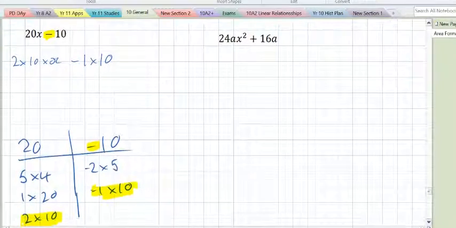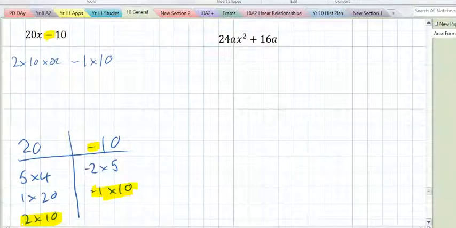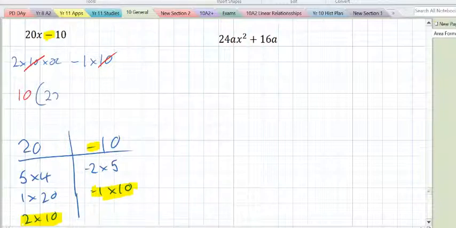Anyone remember the next step? What we do is we cross out what's common. So you cross out the 10, and we put that out the front of the brackets. Whatever's left goes inside. And we've broken it up into 2 factors. And yeah, factorizing is the hard bit.